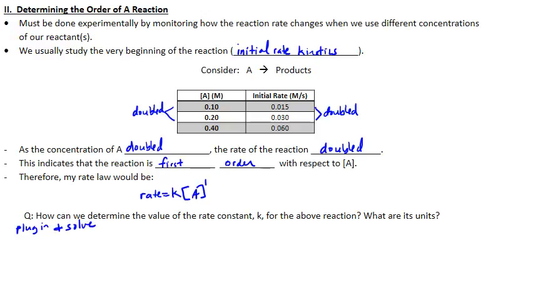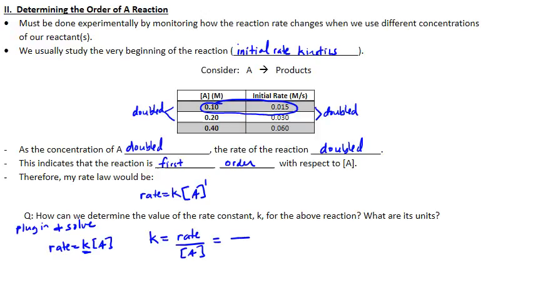Right? So if rate is equal to K times the concentration of A, I've got to solve for K. I can rearrange that equation and say that the rate constant K is equal to the rate divided by the concentration. And I simply can just select data from the table. Select the concentration and the corresponding rate. I'm going to use the first one, but you could have used the second row or the third row. And I'm going to plug in.